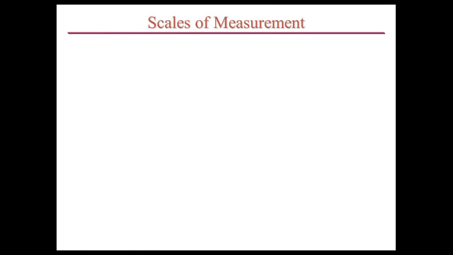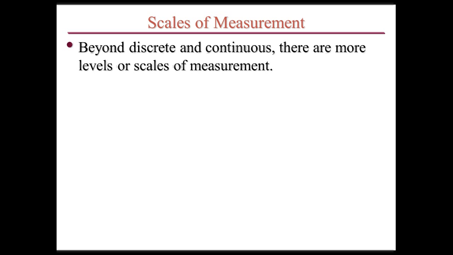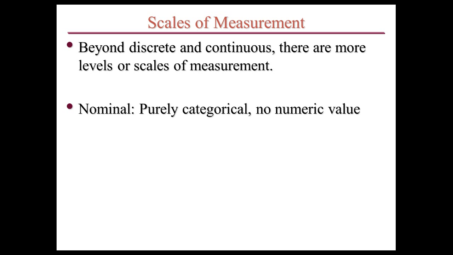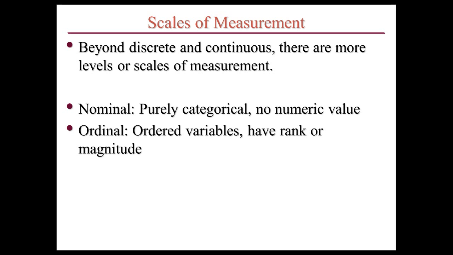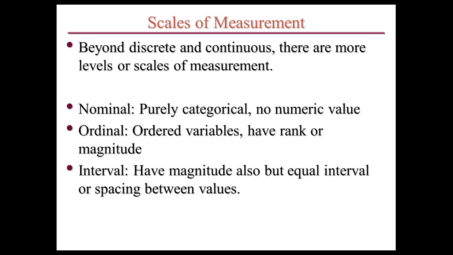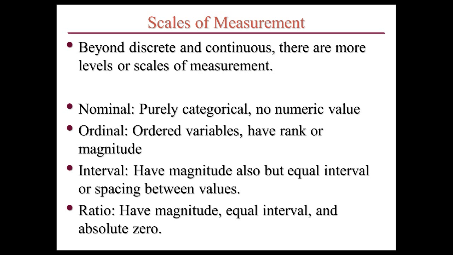So what are the scales of measurement? You should be somewhat familiar with that too. Beyond discrete and continuous, there are levels or scales of measurement. There's nominal, which is purely categorical, with no numeric value. Ordinal, which has ordered variables that have rank or magnitude. Interval, which has magnitude and equal intervals or spacing between values. And ratio, which has magnitude, equal intervals, and an absolute zero.